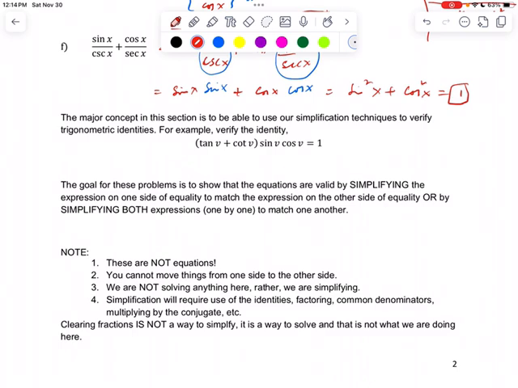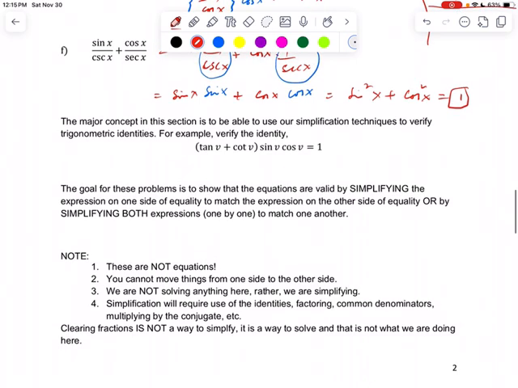Just for example, verify the identity. So what is an identity? An identity is an equation in which the left hand side and right hand side are the same, although they don't look the same, but they are actually the same. So we have to verify them. We have to show why we are saying that they are the same, or why this is a trigonometric identity.